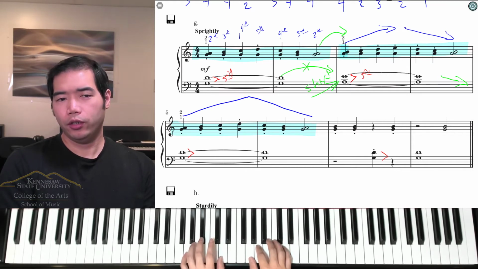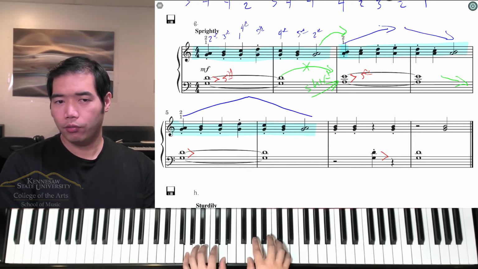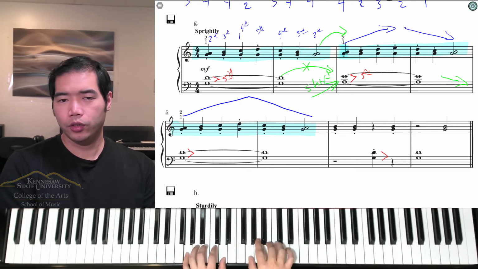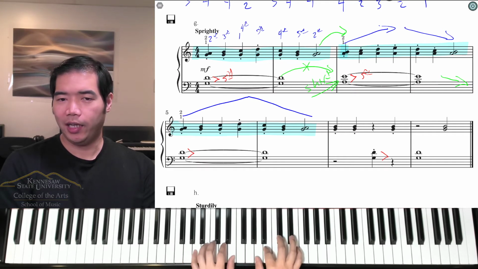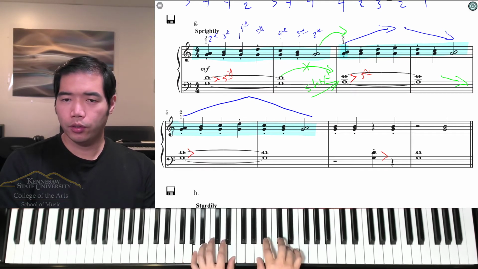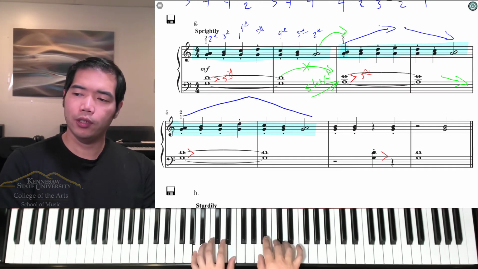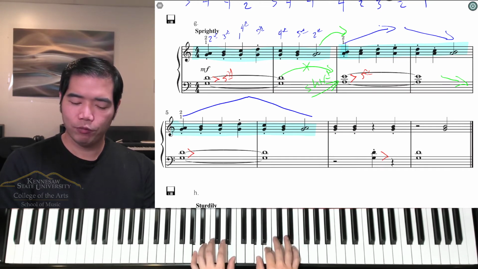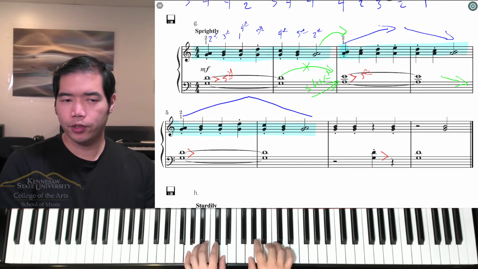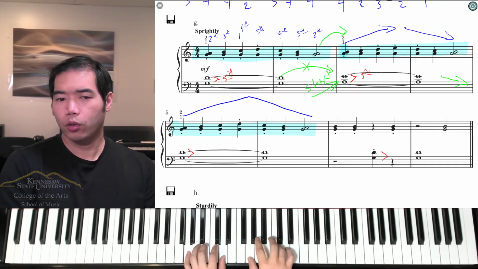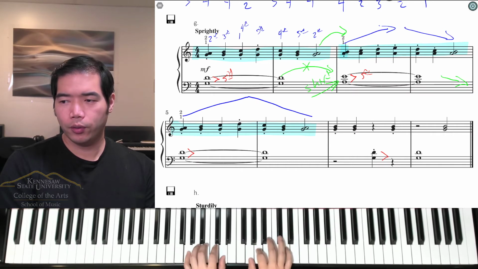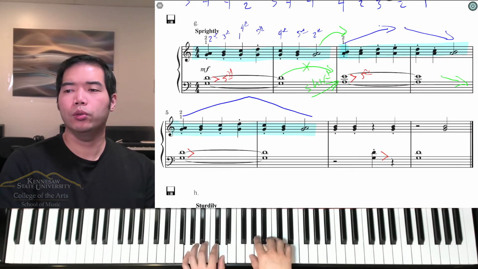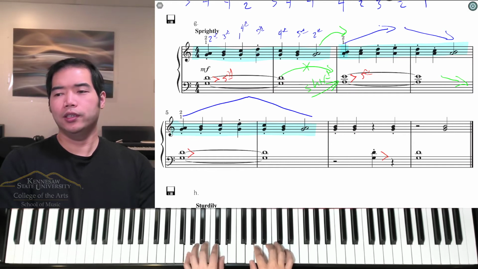2. Here we go. 1, 2, 3, 4. 1, 2, 3. Both hands shift up to A. 1, 2, 3, 4. 1, 2, 3. Both hands shift back down to G. 1, 2, 3, 4. Just like that.